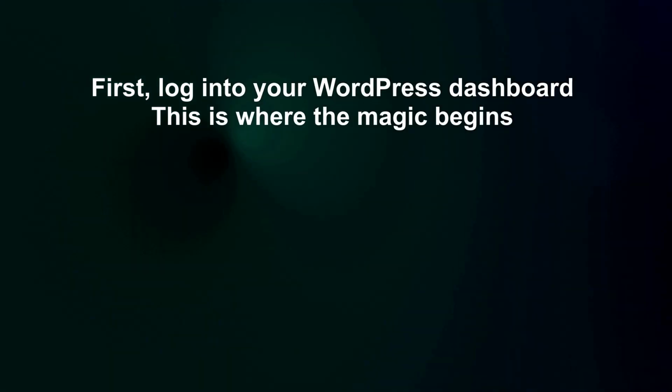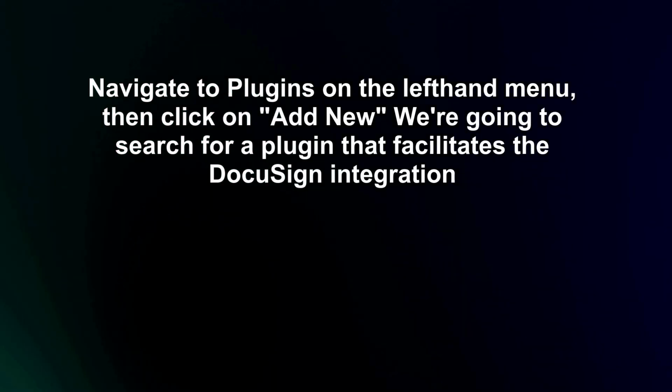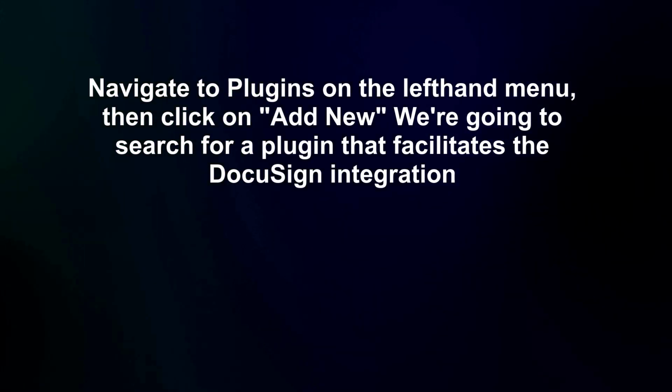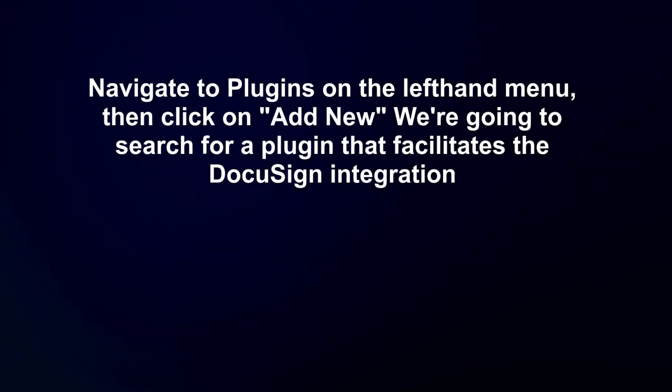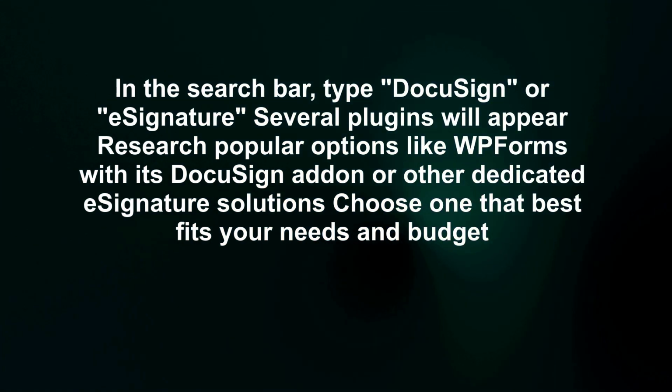First, log into your WordPress dashboard. This is where the magic begins. Navigate to Plugins on the left-hand menu, then click on Add New. We're going to search for a plugin that facilitates the Docusign integration. In the search bar, type Docusign or eSignature.